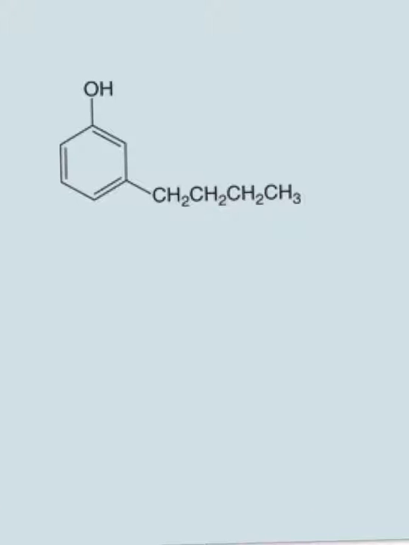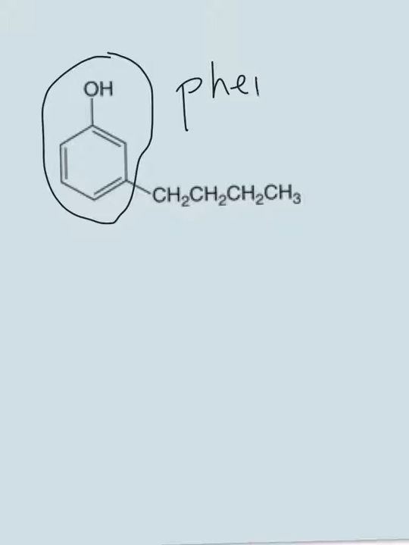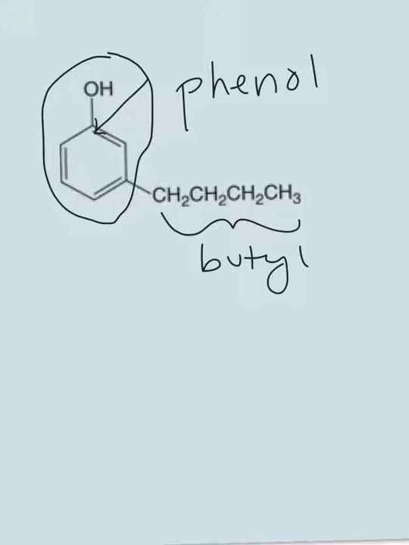This example here contains a common root. Here it is right here. A benzene ring with an OH group on it is called phenol, P-H-E-N-O-L. And then coming off of that phenol group is a butyl group. Now because this is a common root, this carbon right here on the benzene ring is automatically defined as carbon number 1. So that puts the butyl group at carbon number 3. So I would name this 3-butylphenol.